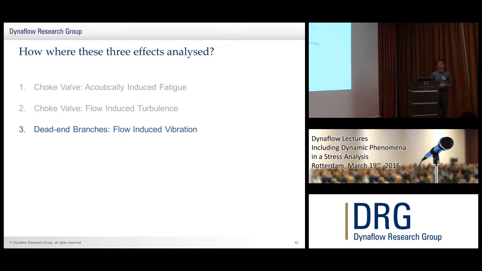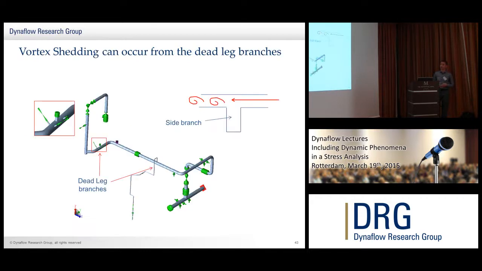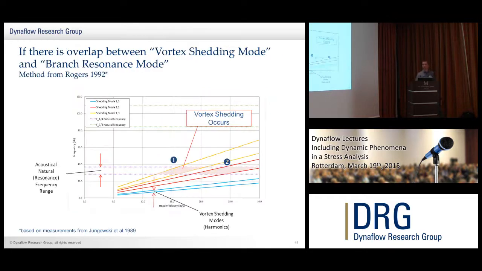Okay, so we've looked at the flow-induced turbulence and the acoustically induced fatigue downstream of the choke valve. Now we're going to look at how we analyse vortex shedding, the flow-induced vibration. So we said already it's going to occur from the dead leg branches. Now in this system we have the short dead leg branches here, short dead leg branches just here, and also the longer branch further down the header. So we look at both of these.